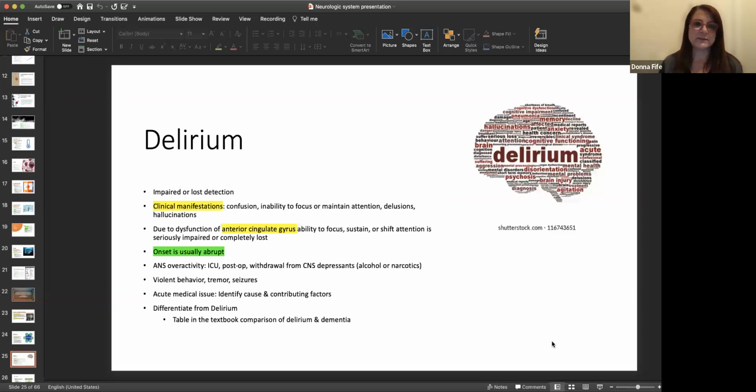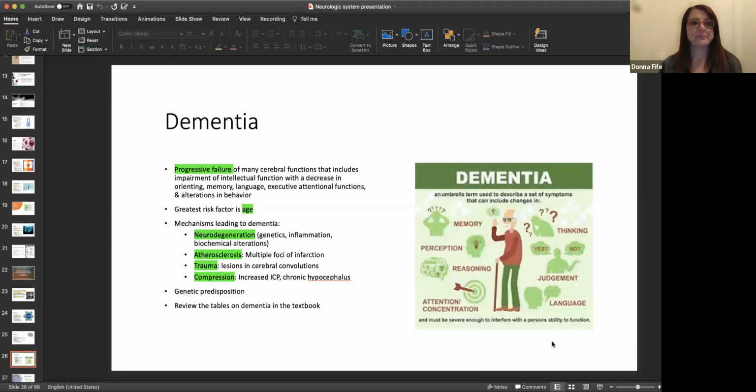Causes can be ANS, or autonomic nervous system, overactivity, such as in patients in the intensive care unit, post-operative patients, and those who are withdrawing from CNS depressants, such as alcohol or narcotics. Patients may have violent behavior, tremor, and seizures. And again, this is an acute medical condition. We need to identify the cause and contributing factors and treat this right away. To differentiate this from delirium, there's a table in the textbook that compares the two that you can review for more information, but we're also going to go over some information on dementia.